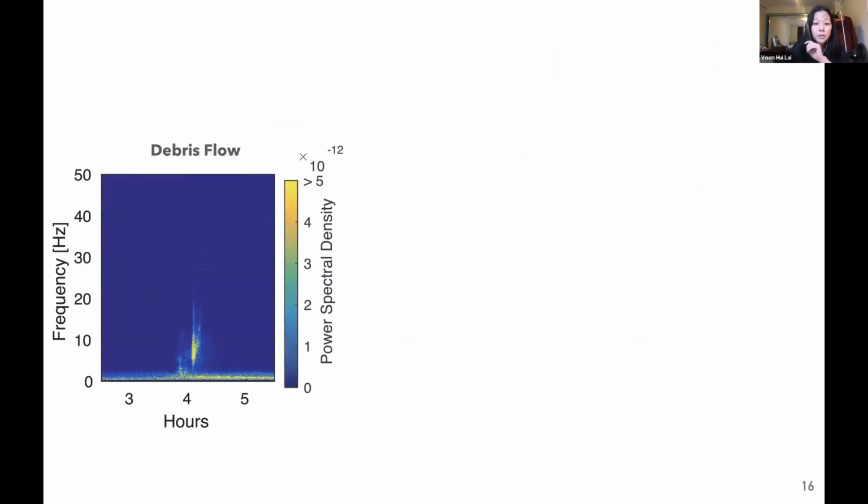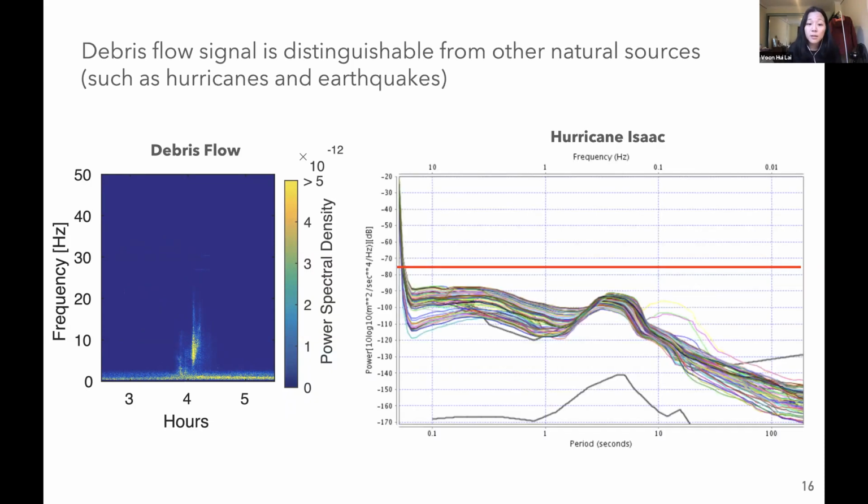So here's a cumulative plot of power at all frequencies over time. And this debris flow signal is very strong, especially at around 5 to 15 Hertz. This signal is particularly unique and is distinguishable from other types of natural sources.